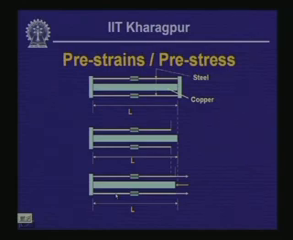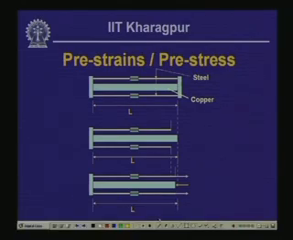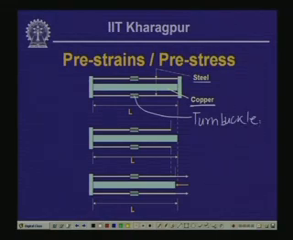Now, let us look into how we get the stresses in the system if we introduce this kind of pre-straining. Let us say we have an assembly where we have a central shaft which is made out of copper, and we have two steel wires on two sides where two turnbuckles are introduced. So, this is the turnbuckle, and this is also the turnbuckle.